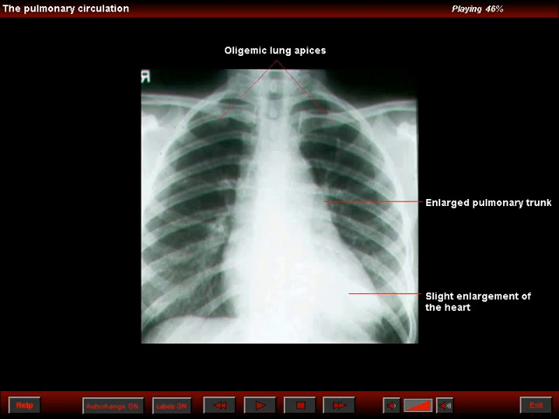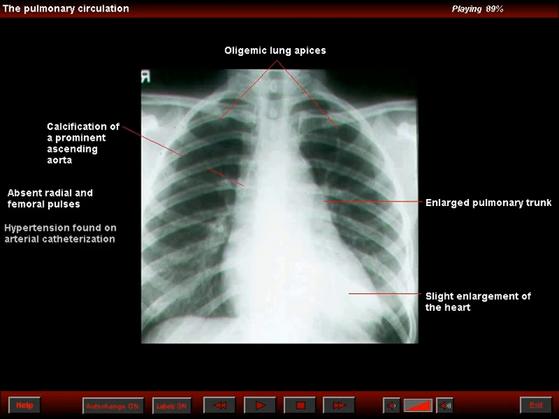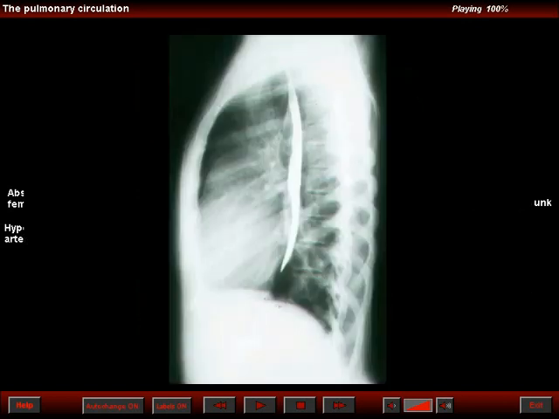This patient was thought to have systemic arterial hypertension and, in addition, pulmonary thromboembolism. On physical examination, the radial pulses were absent, as well as the femoral arterial pulses. She was catheterized, and only through the catheter could one establish the presence of systemic arterial hypertension. The lateral chest roentgenogram showed a prominent ascending aorta.